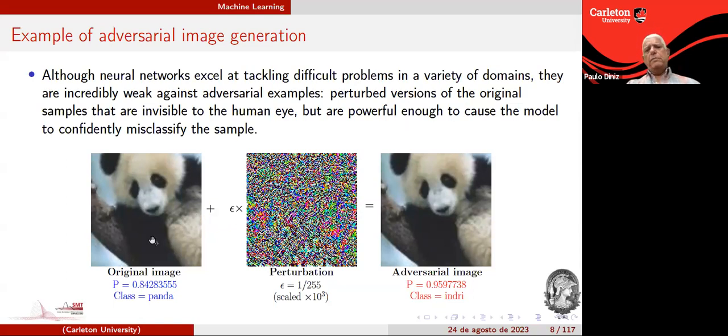Here I have an image of a panda, okay? And then I disturb this image with a noise which is very small compared to the power of the pixels here. The resulting image is classified by the machine as another animal, a gibbon, a kind of monkey. But none of us would be confused about this classification, right? Our eyes can clearly see that these are pandas, but the machine cannot.